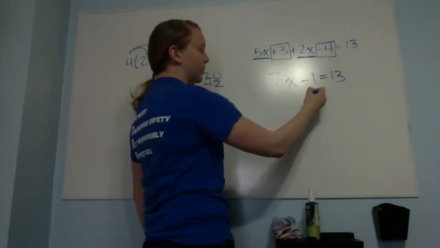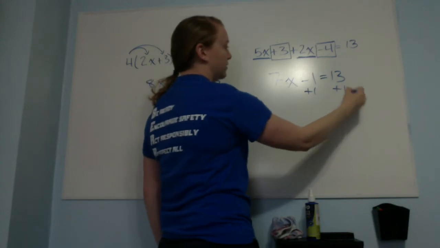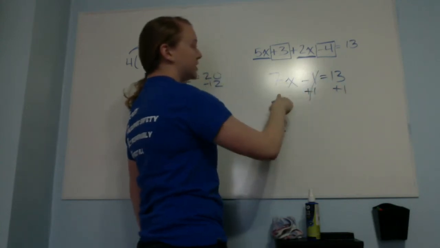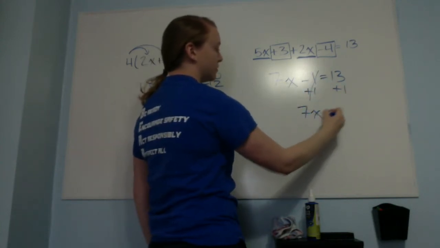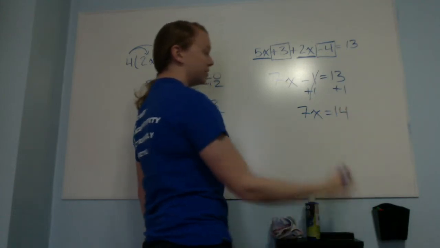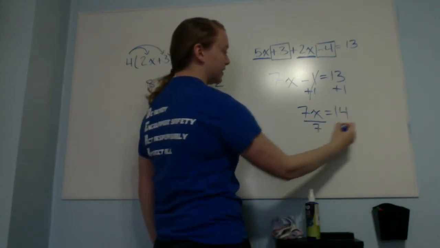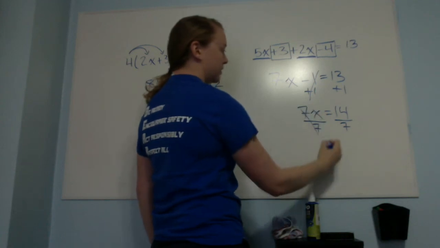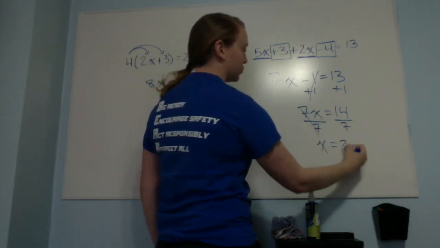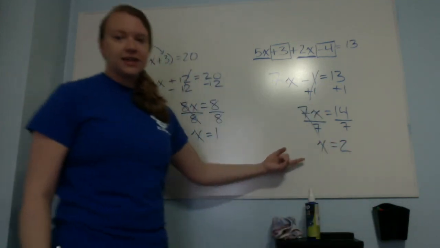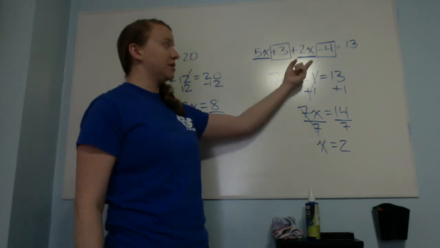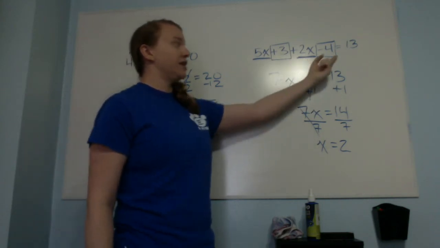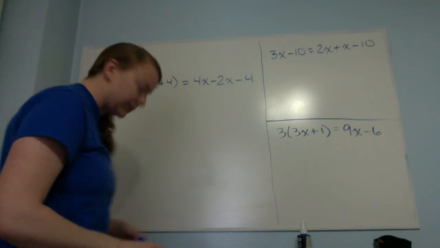Here's my two-step equation where I'm going to add 1 to get rid of this. 7x equals 14. I'm going to divide by 7, and then x equals 2. And again, I can take that answer and plug it in everywhere I would see an x. And if I do all of this, I will get 13.